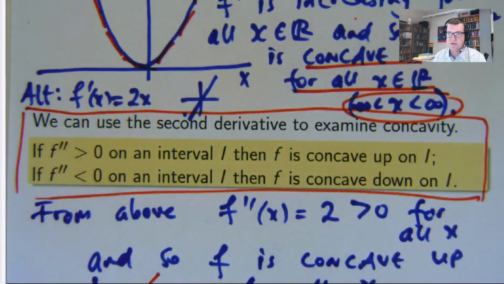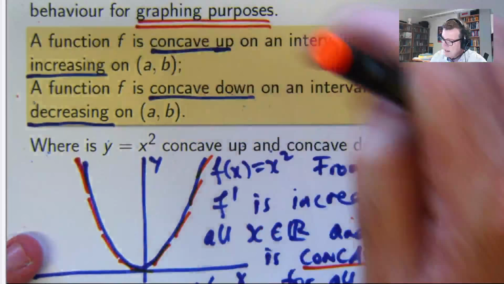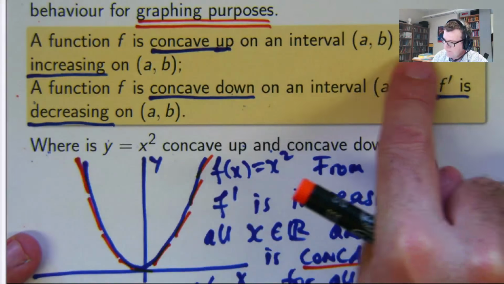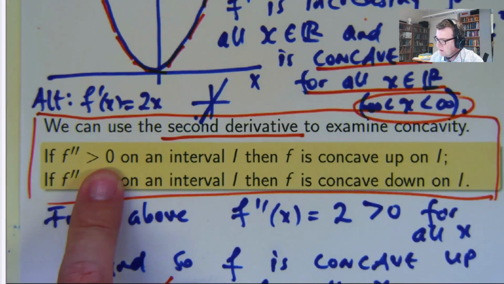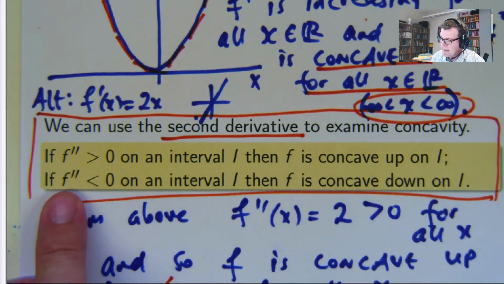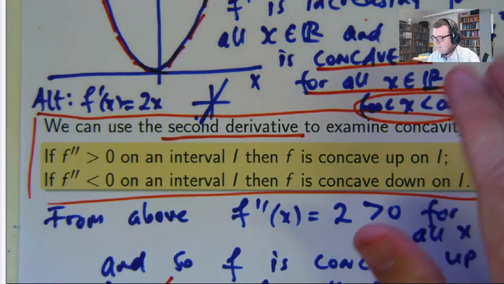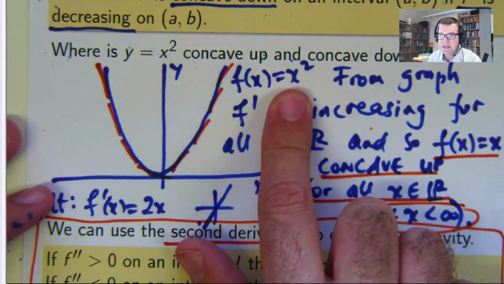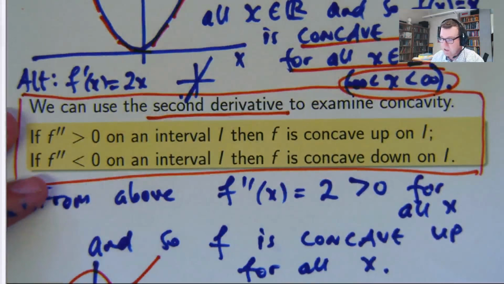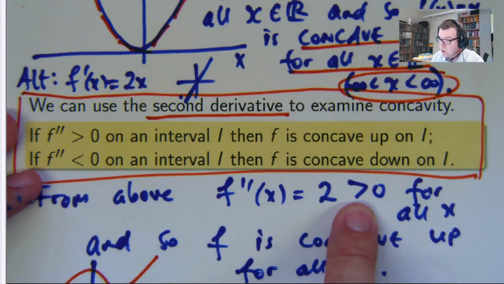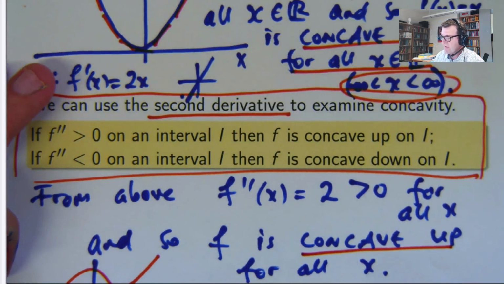Now we can also use the second derivative to examine concavity. Essentially, it's the equivalent of these things here: f dash is increasing, f dash is decreasing. Basically, you can recast that as: if the second derivative is positive on an interval, then f is concave up, and if the second derivative is negative on an interval, then f is concave down. So if we use this original function again, let's calculate the second derivative and see what happens. x squared goes to 2x, and then the 2x will go to 2. So the second derivative is 2, which is always positive. And so again, we get the same conclusion. f is concave up for all x.